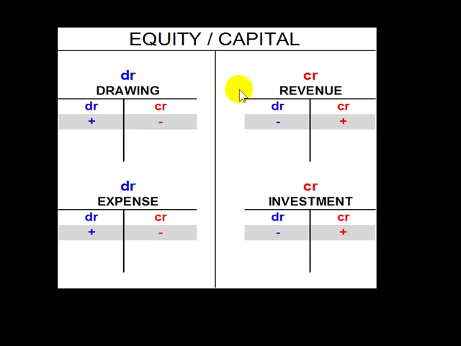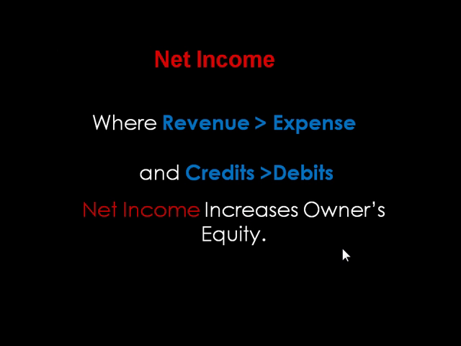And here's my equity or capital T accounts. A drawing is a debit and an expense is a debit, and a revenue is a credit and an investment made is a credit. So in the big T account called equity, on the left side are my drawing and my expense, and on my right side are my revenue and my investments. Net income is where revenue is greater than expense, in other words, my credits are bigger than my debits, and my net income increases my owner's equity.